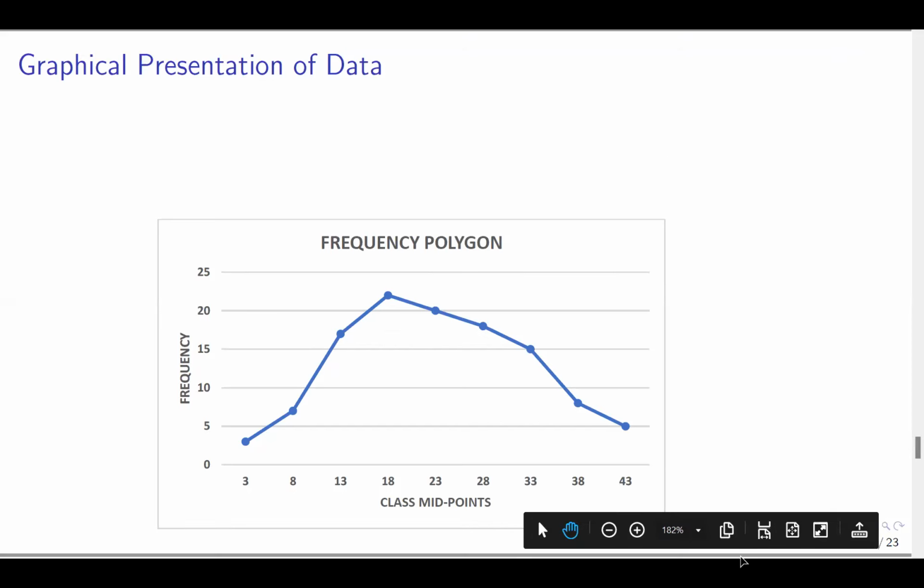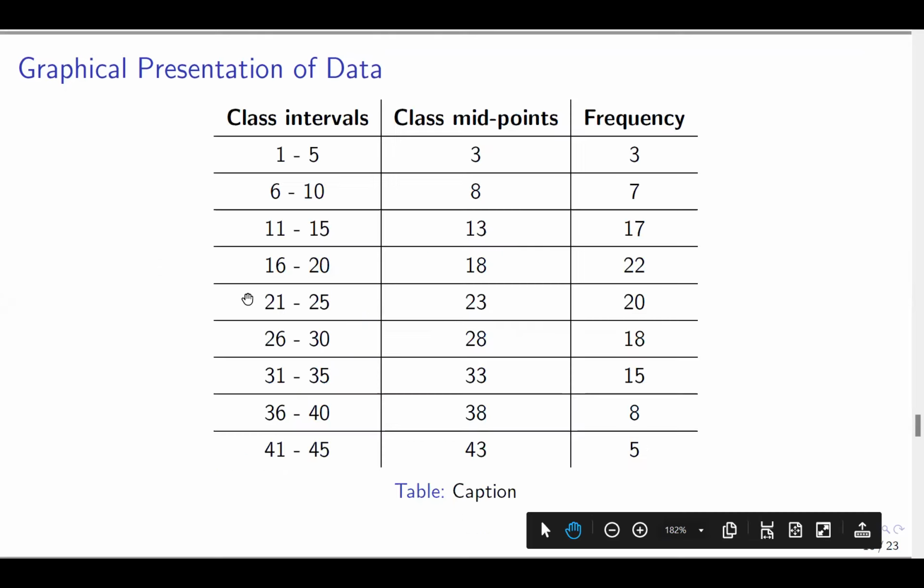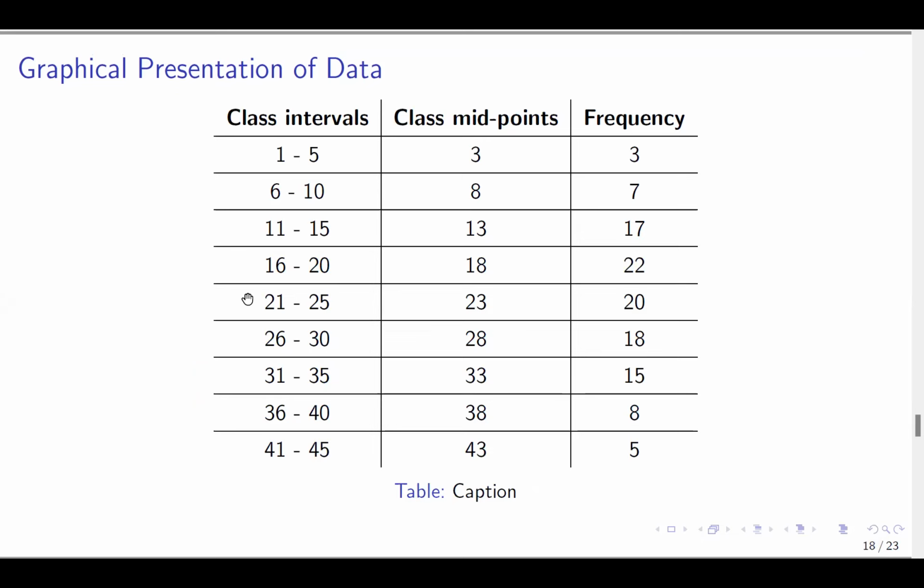When it comes to a frequency polygon, you need your class midpoints and then your frequencies. So if you look at this data, we have class intervals, class midpoints, and frequencies. How do you get your class midpoint? For each interval, you sum the lower limit plus the upper limit, divide by 2. So in this case, 1 plus 5 is 6. 6 divided by 2 is 3. Look at 11 and 15. 11 plus 15 is 26. 26 divided by 2 is 13. So you sum your lower limits and your upper limits, divide by 2, and that gives you your class midpoint.